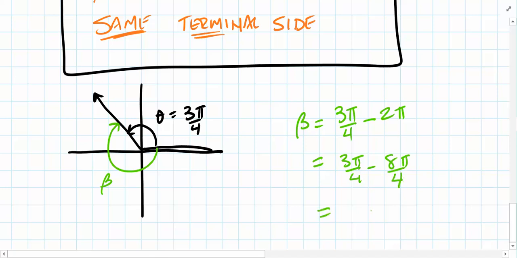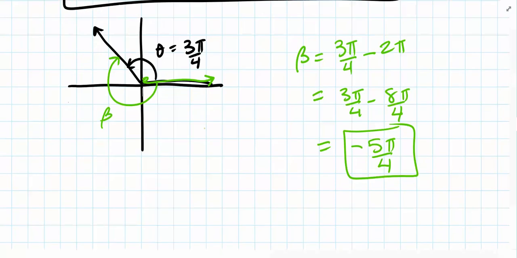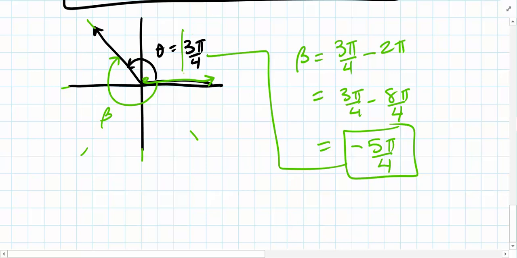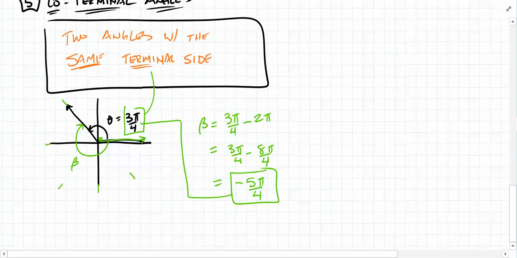Okay, interpret this with me. If I wanted to start here and draw the angle of negative 5 pi over 4, I'm going to end up in the same place as if I drew the angle 3 pi over 4. Watch. All I do is count: negative 1 pi over 4, negative 2 pi over 4, negative 3 pi over 4, negative 4 pi over 4. Oh, negative 5 pi over 4. So, negative 5 pi over 4 and 3 pi over 4 are an example of angles that are coterminal because they share the same terminal side.